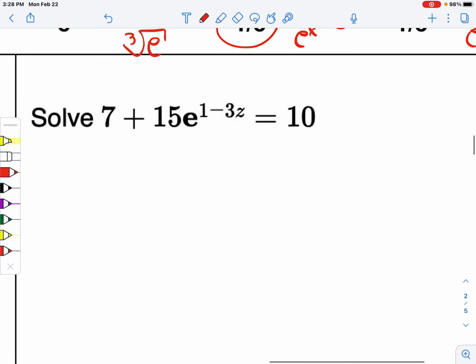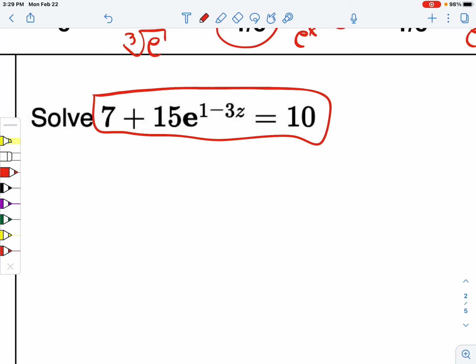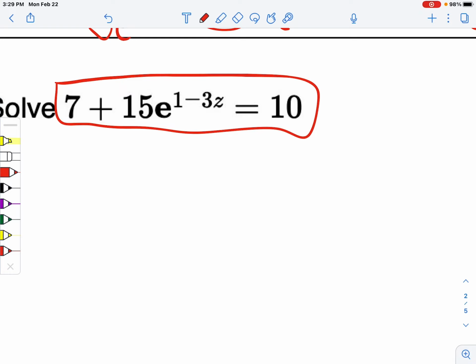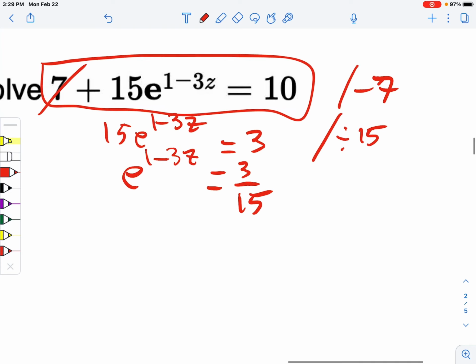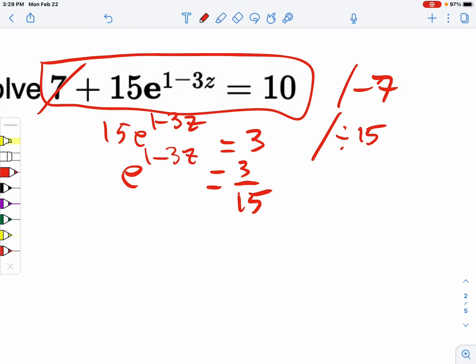So we're going to solve this equation here for z. The first thing we want to do is isolate the constant terms on one side. I'm going to isolate them on the right side, so the first thing I'm going to do is subtract 7. That gets rid of that. We'll have 15e to the 1 minus 3z will equal 10 minus 7, which is 3. Next thing we need to do is undo that multiplication, divide by 15 on both sides. e to the 1 minus 3z equals 3/15. But 3/15 simplifies to 1/5. So I have e to the 1 minus 3z equals 1/5.